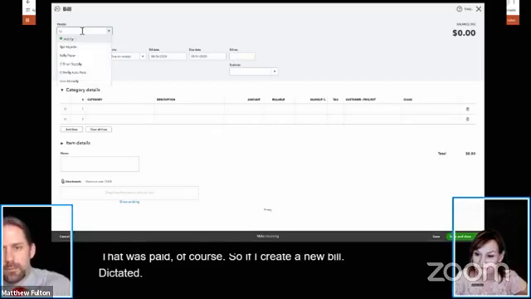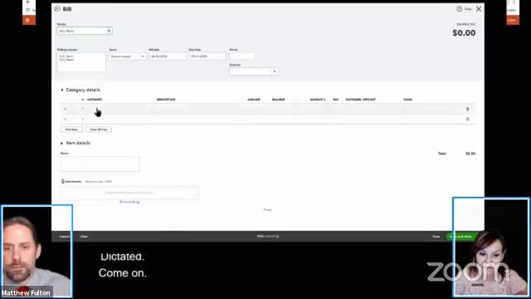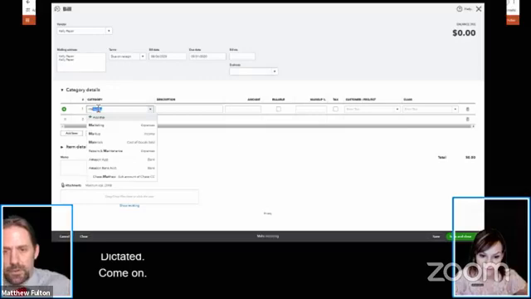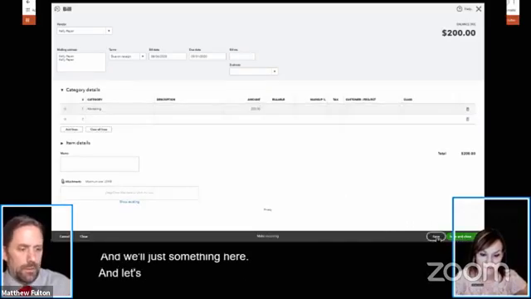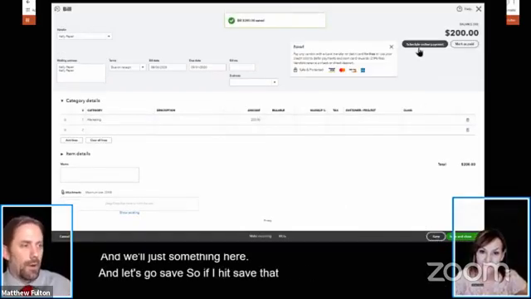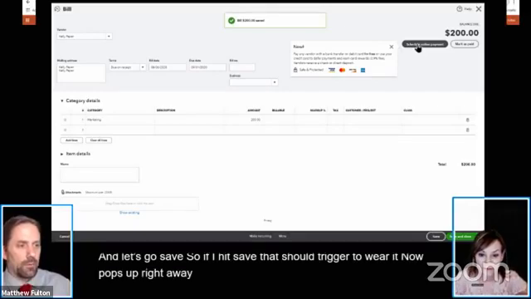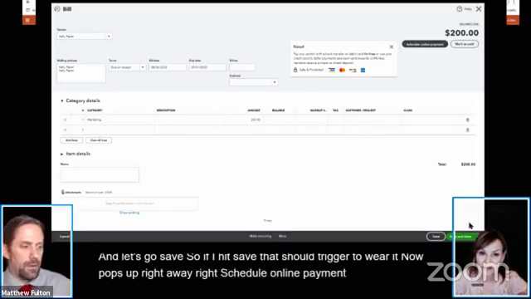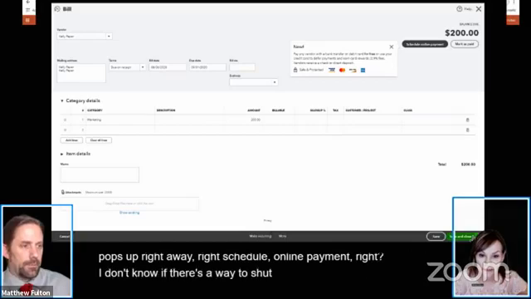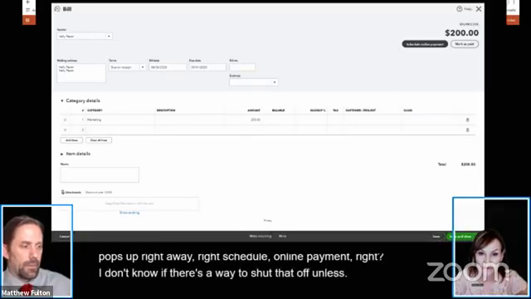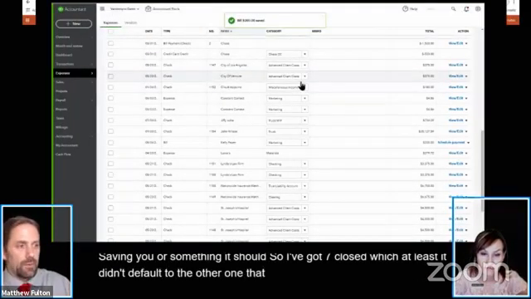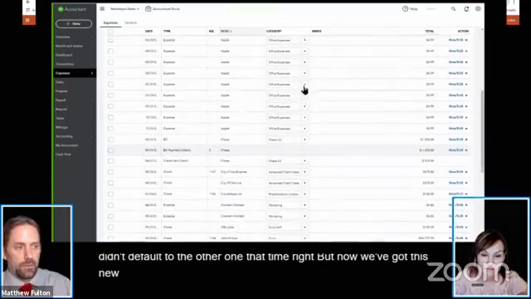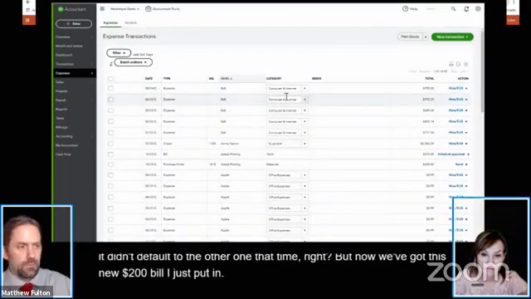Oh, come on. And we'll just put something here. 200. And let's go save. So if I hit save, that should trigger it to where it now pops up right away, right? Schedule online payment, right? Yeah, I don't know if there's a way to shut that off, but if you hit save and close and then save and new or something, it should. So I've got save and close, which at least didn't default to the other one that time, right? But now we've got this new $200 bill I just put in, which should be at the top.